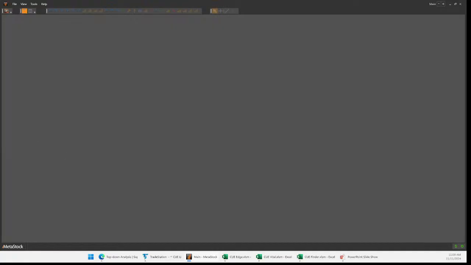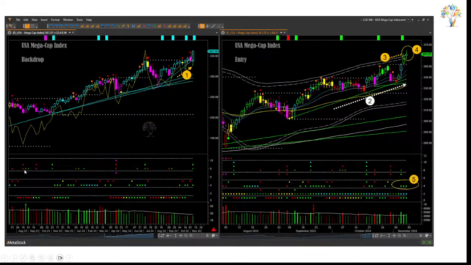I looked at dollar index, but I don't intend to do that for every instrument that I will discuss in the market recap. That will take too much time. Let's look at mega cap index.